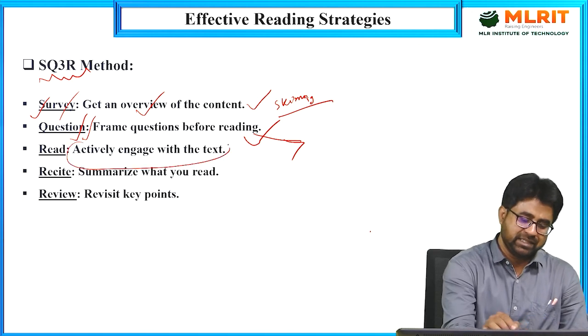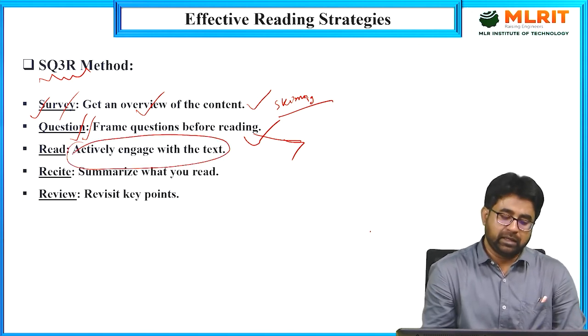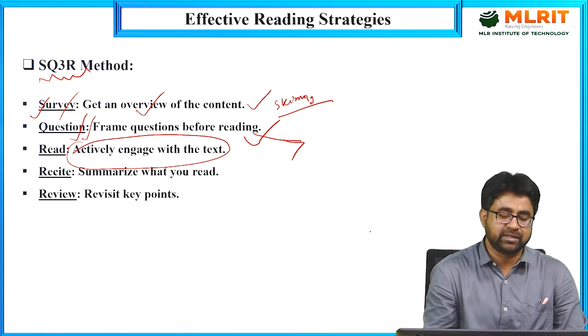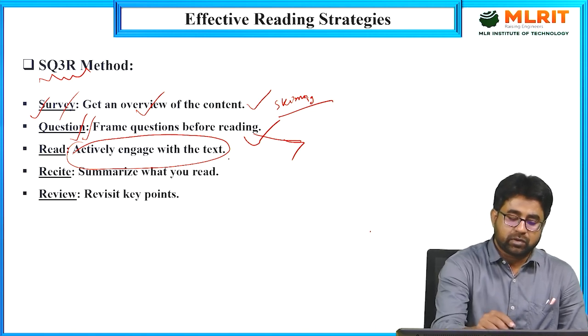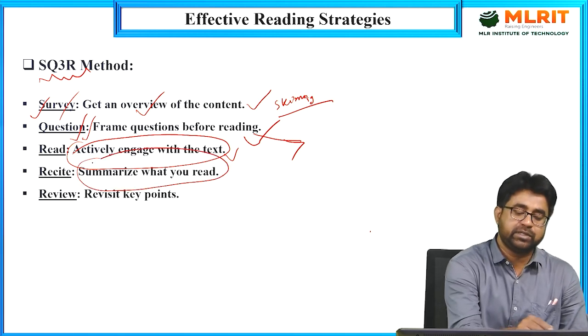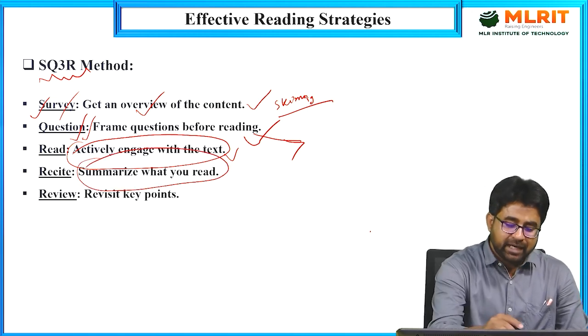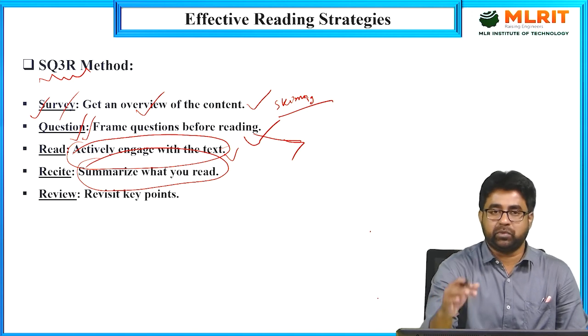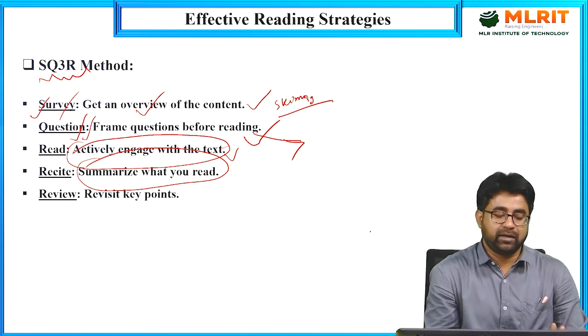The next step is read. So we read in detail, each and every sentence. That is called actively engaging with the text. And then recite. Recite means what? Summarize what you read. Once we are done reading each and every line in detail, we can recite what we have understood, the summary of the content that we have already read.